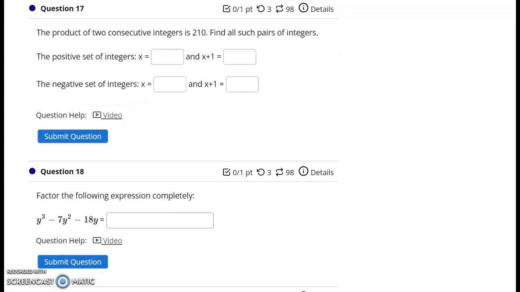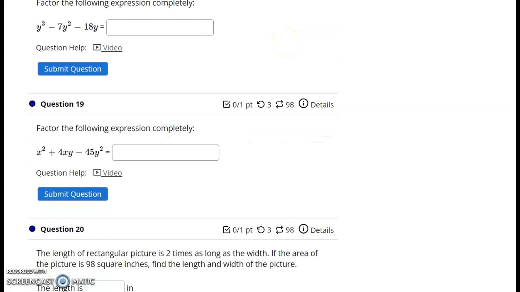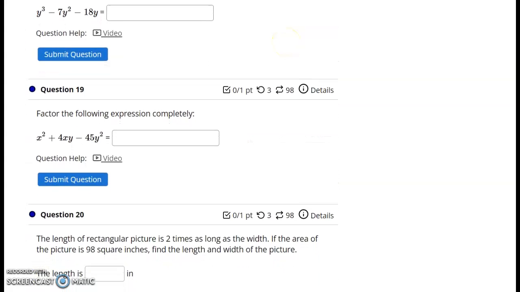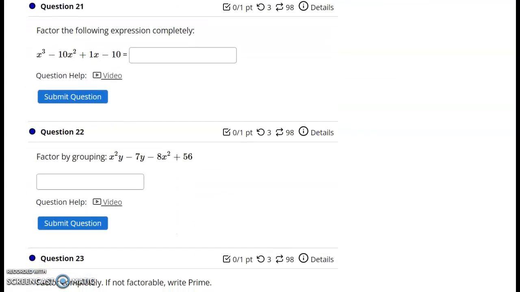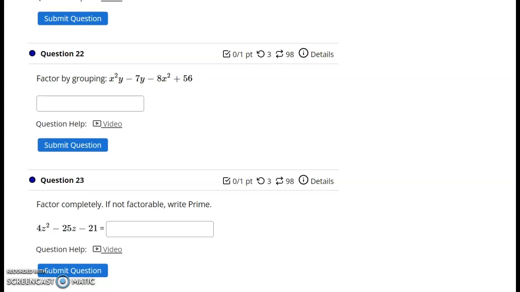Okay, we looked at one like 17. 18, just a hint, look at greatest common factor first. Let's look at one factor by grouping. Let's look at this number 22.